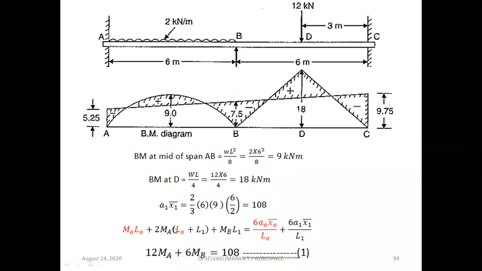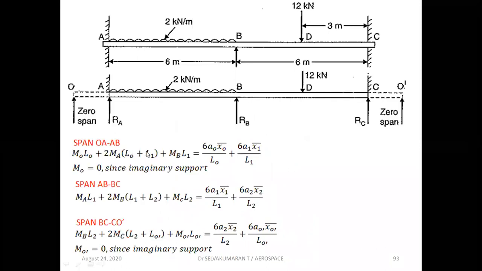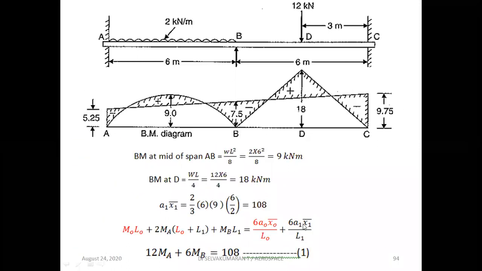If you substitute this in the Clapeyron's equation, that is in the span OA-AB equation, you get 12MA plus 6MB is equal to 108 as equation 1. Because in 6A1 X1 bar by L1, L1 is also 6, so the 6 will get cancelled and you'll get 108 as it is. Let it be equation 1.